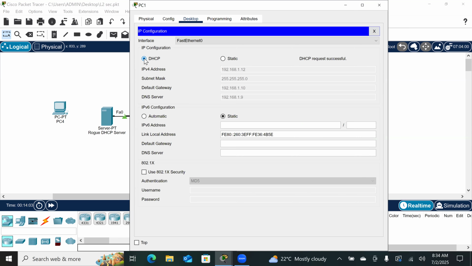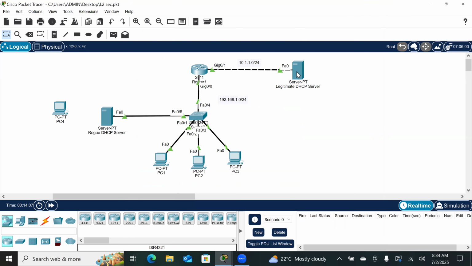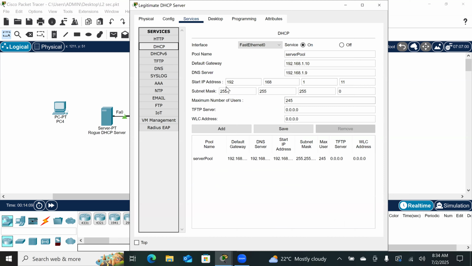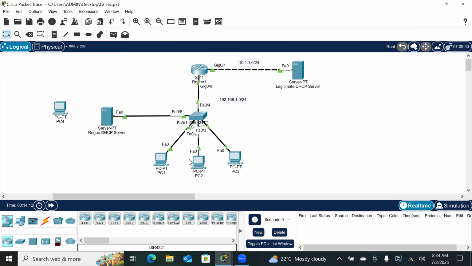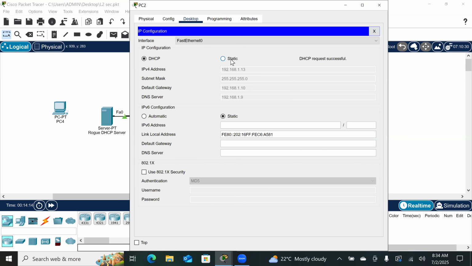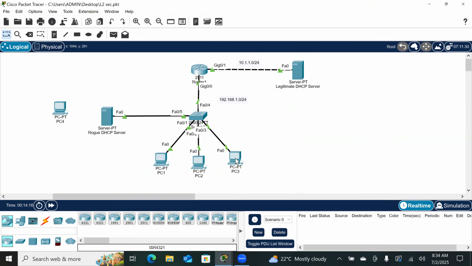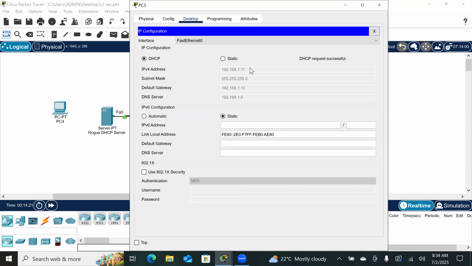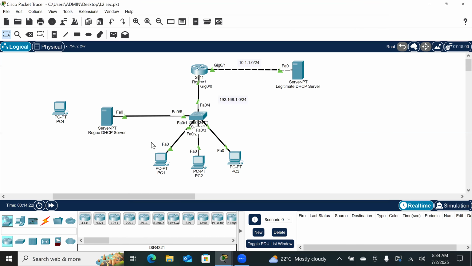Where is it taking from? From 192.168.1.12. Let me show you the pool if you want. You can see here, what is the pool? 192.168.1.11 it is starting. Okay, so I think 11, it's already given 13. I didn't enable anything. So this is given with the 1.11. Okay, 1.11, 1.12 and 1.13. Understood? So this is how to mitigate the DHCP snooping. Clear?